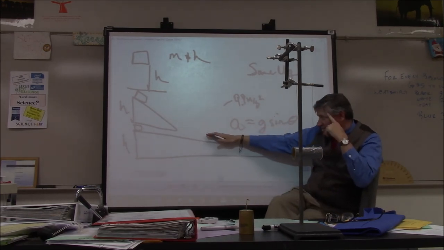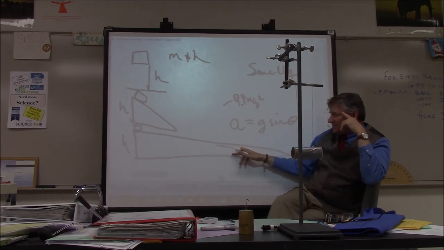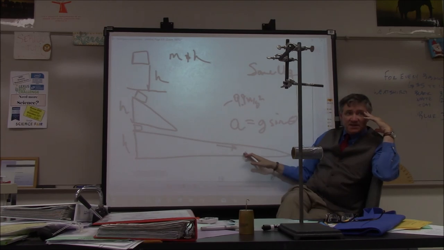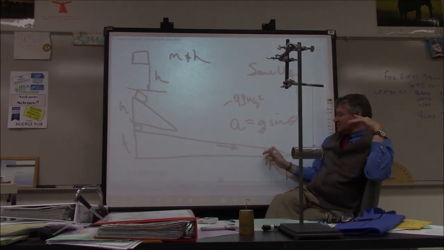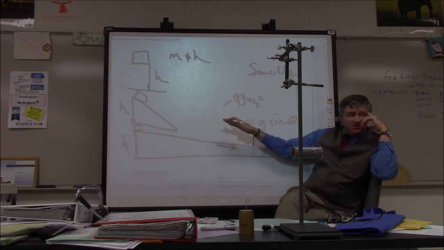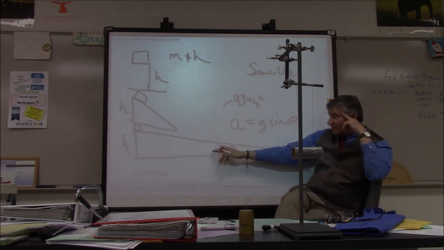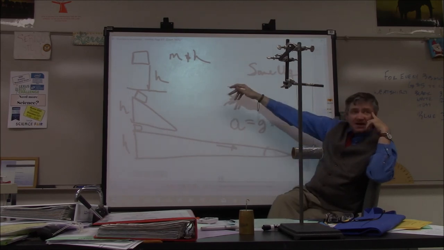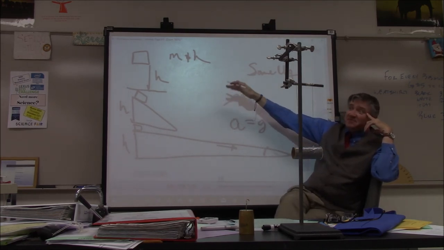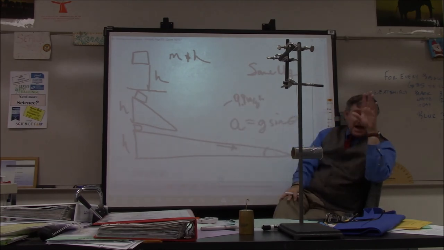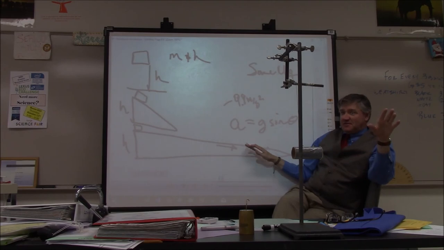When this thing is falling, it's only the component of gravity acting along the surface that makes it speed up. This has the smallest angle, so this is going to have the smallest acceleration. So not only does it have the smallest acceleration, it also has the greatest distance to travel. That one has the biggest acceleration, and it has the shortest distance to travel. So the first one's time is going to be a lot shorter than this one.